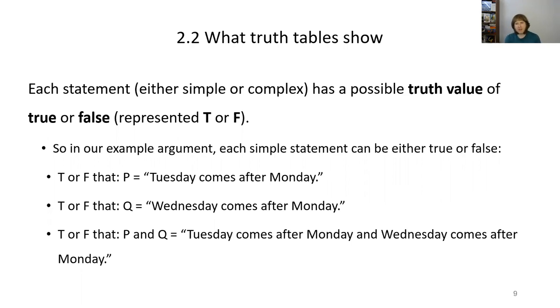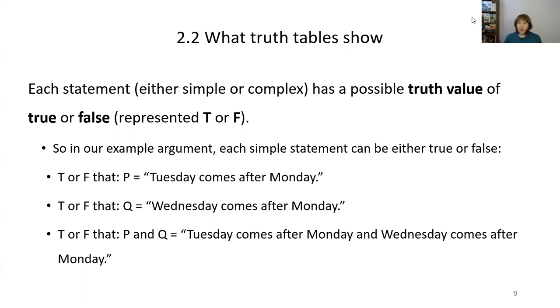We have our two statements. Tuesday comes after Monday. We'll call that P. Wednesday comes after Monday. We'll call that Q. Either of those statements can be true or false. So too can the two of them together, P and Q, which is really the conclusion of our sample argument. So it's either true or false that Tuesday comes after Monday and Wednesday comes after Monday together.